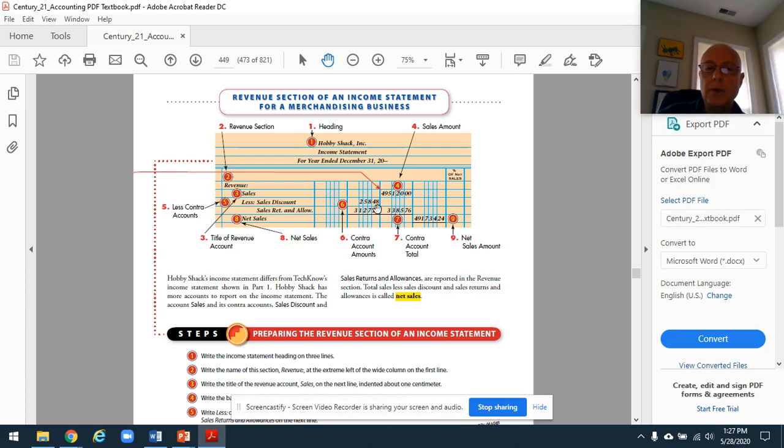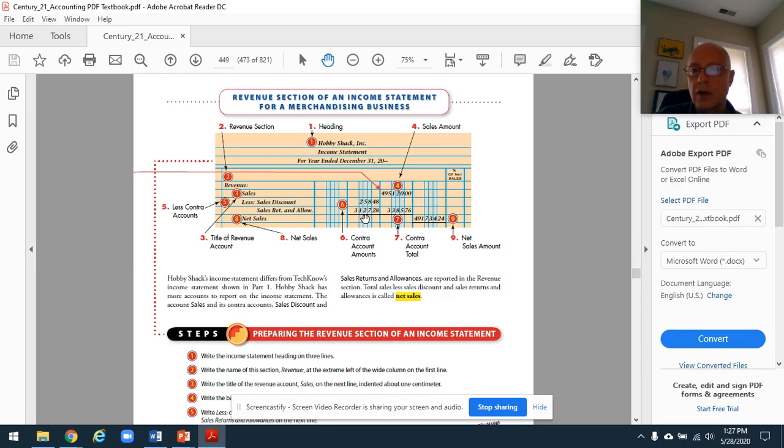Then we have to subtract things that reduce our total amount of sales. Why not do that up front? Well, I don't want to do that. I want to know exactly how much I did sell, and I want to know how much I had to give people their money back for. So this is why it's tracked. Sales discounts: how much stuff did I unload? How much did my customers take advantage of the discounts? How much stuff did I sell on sale? That's what I want to know here.